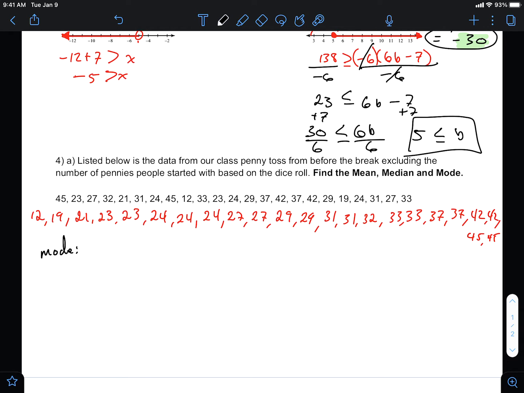Okay. So as I go through here, I notice that there are 3 24s. So my mode is 24. Okay, when I count up.